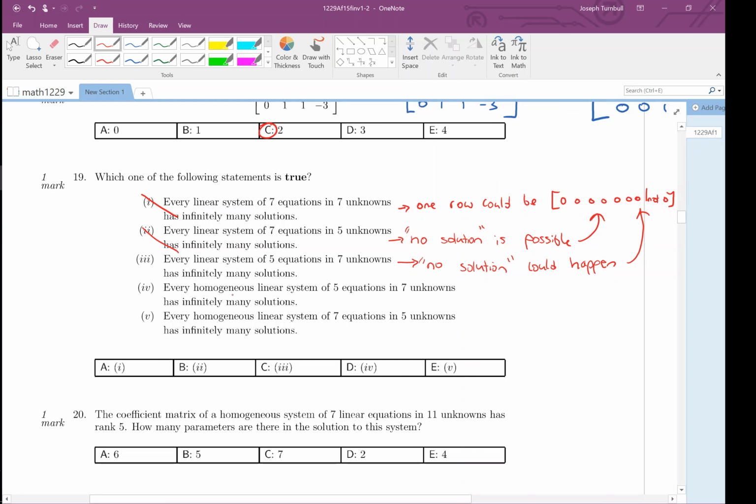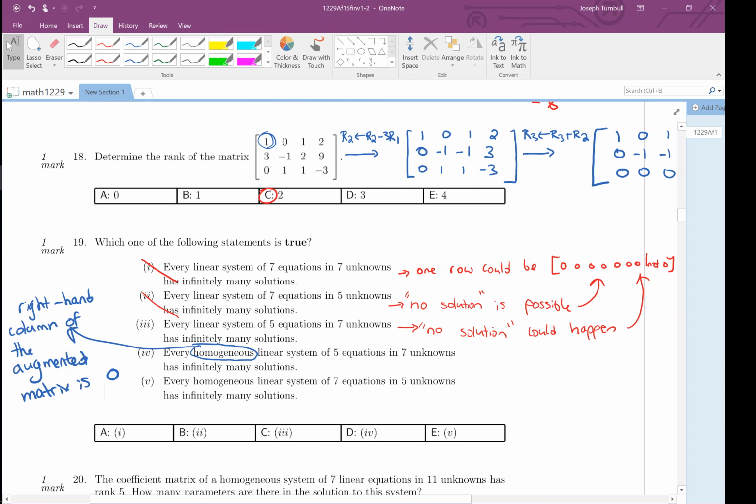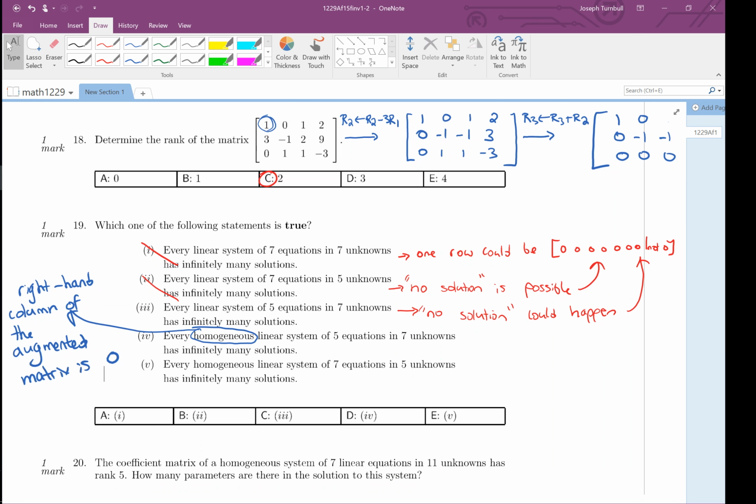Option 4 says every homogeneous system. Homogeneous means the right hand side is all zeros, the right hand column of the augmented matrix is 0. And that means we cannot have 0, 0, 0, not 0. That means it's impossible to have no solution. We're either going to have a family or unique.